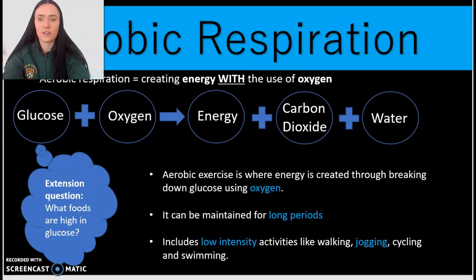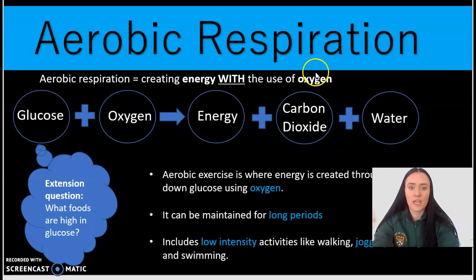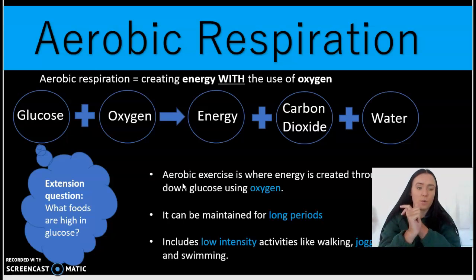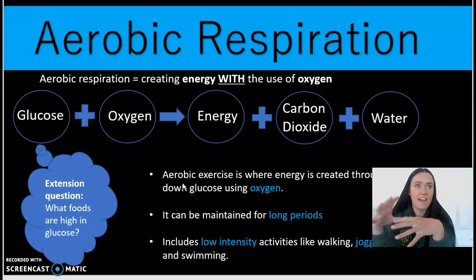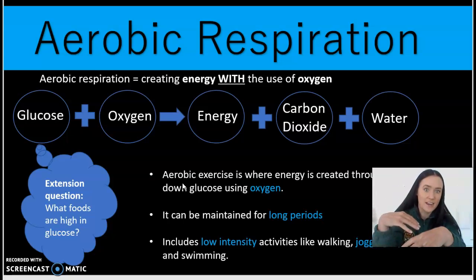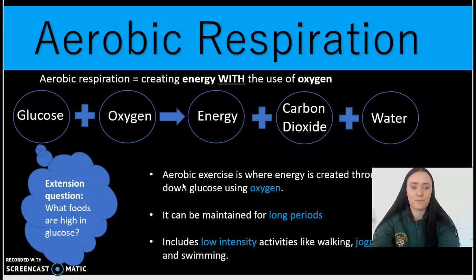Okay, so to start off with, we've got aerobic respiration, and what I've done with aerobic and anaerobic is all of our aerobic is in blue. Because we know that aerobic respiration is where we create energy with the use of oxygen, I thought that colouring it in blue would make us think of maybe the sky and the air and oxygen that we breathe in. So blue, aerobic with oxygen.